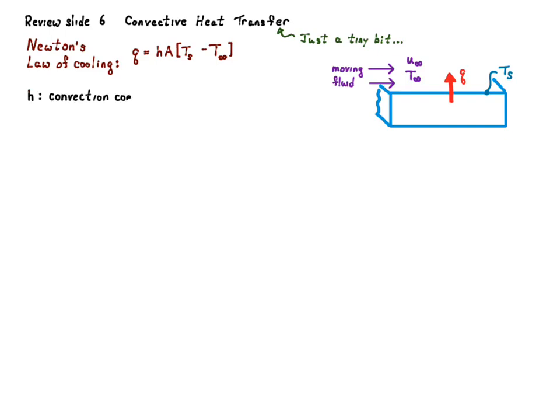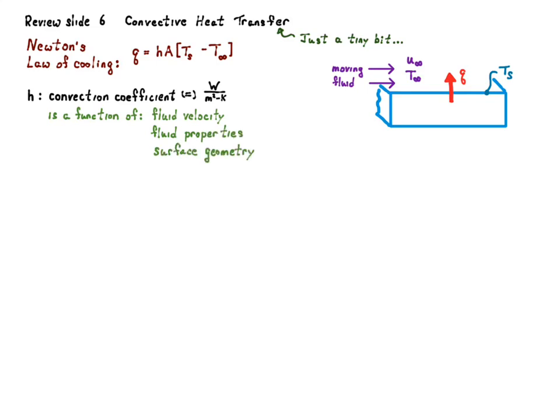Now h we're going to recall as the convective coefficient. It has units of watts per meter squared per Kelvin, and it is a function of a number of variables. In this case, we can think of them as being fluid velocity, fluid properties, and the surface geometry. And again, when we discuss convective heat transfer in more detail, we will be looking at primarily how to calculate values for the convection coefficient.